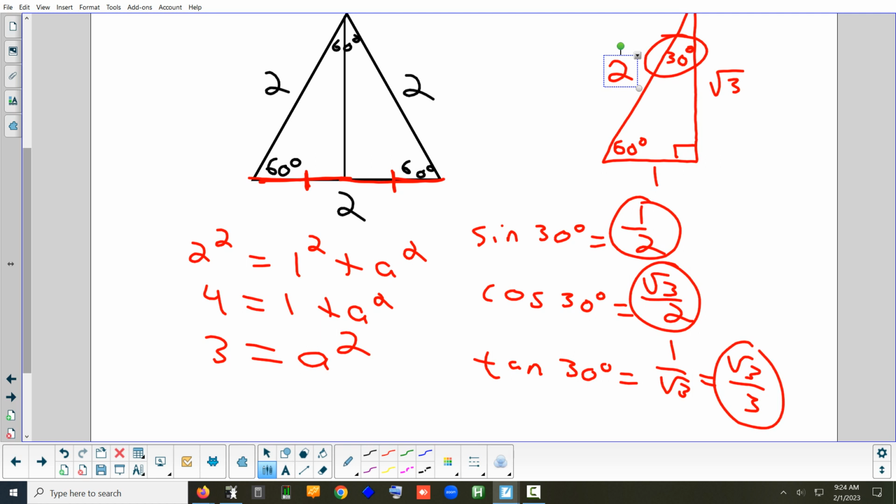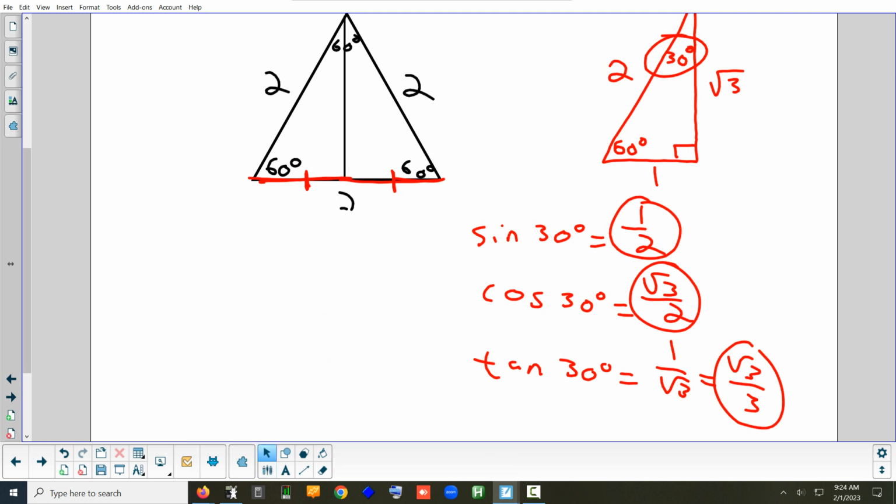Okay, so there's your first 3 trig functions. Any questions on those? Right, let's flip them and do the other 3. Don't have a ton of space. Let me just try to move these over.